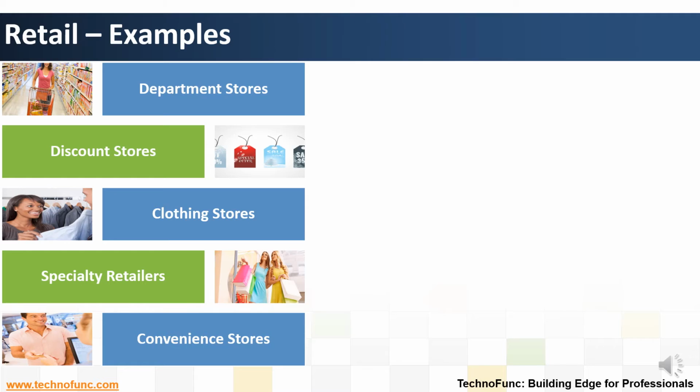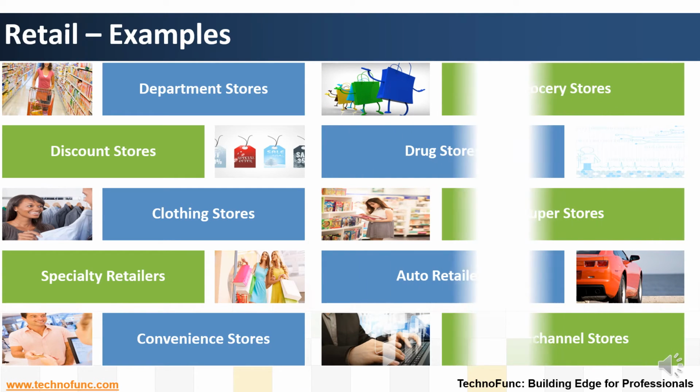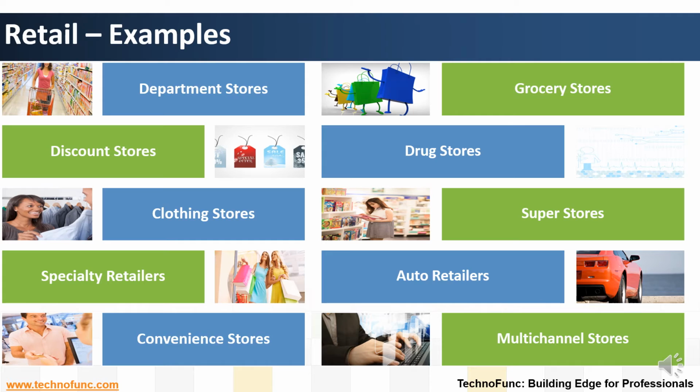A convenience store or convenience shop is a small retail business that stocks a range of everyday items. Grocery stores. A grocery store or grocer's shop is a retail shop that primarily sells food. Grocery stores offer non-perishable foods that are packaged in bottles, boxes, and cans. Drug stores. A store that sells healthcare products and medicine.